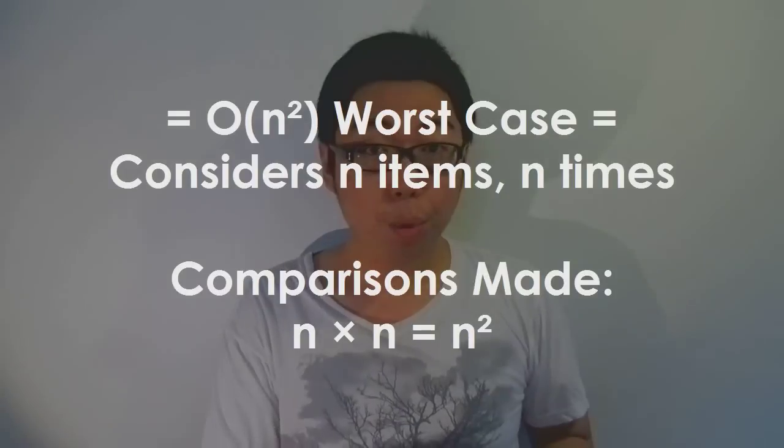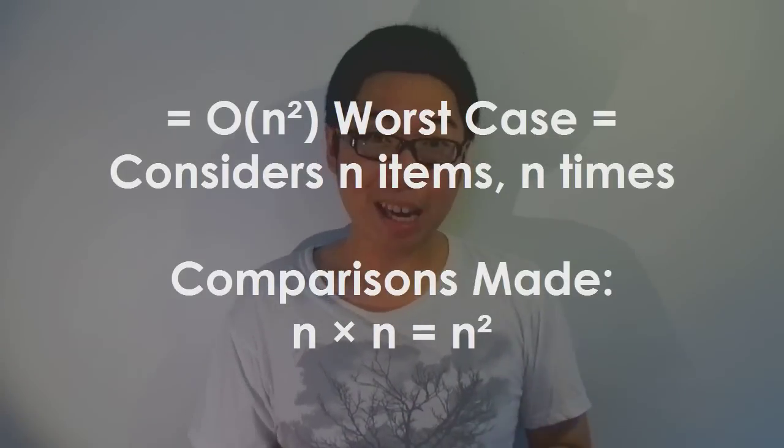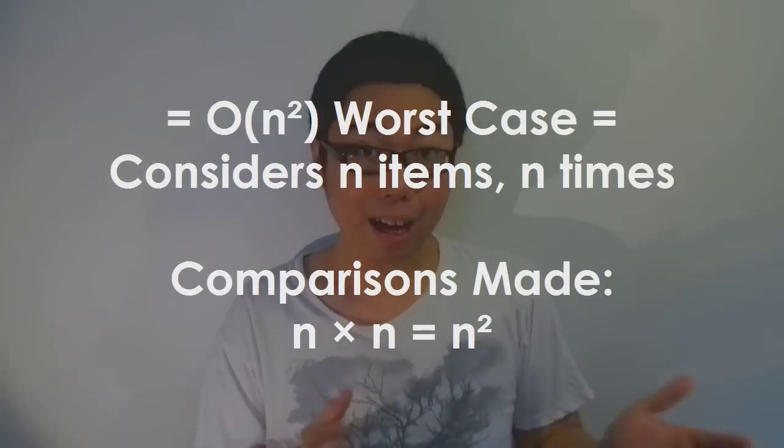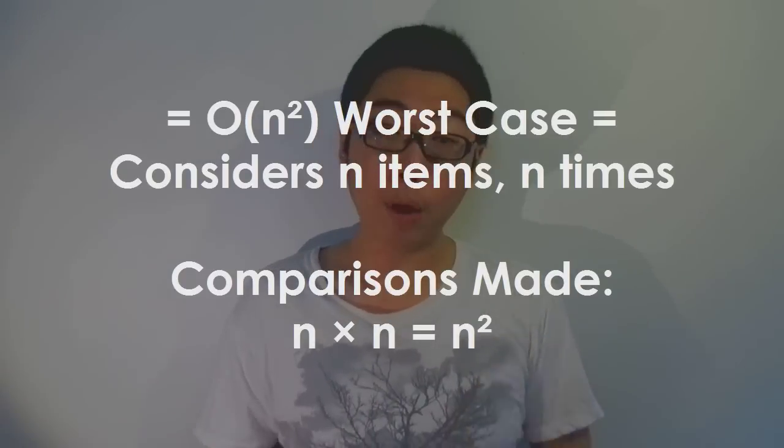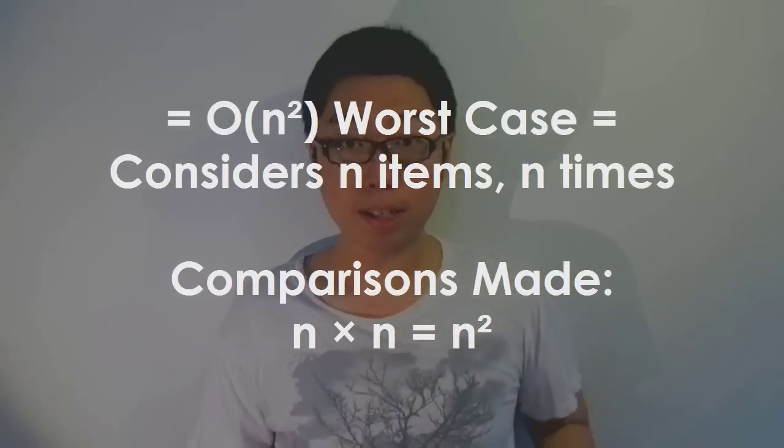Also recall that I explained the meaning of the notation to you, which I'll very quickly summarize here. An O(n squared) algorithm means that in the worst case, the algorithm will look at n items n times, making a grand total of n squared comparisons. That means if you have a list of 10 items, 100 comparisons will be made. What this also means is that if you have a list of 100 items, 10,000 comparisons will be made.